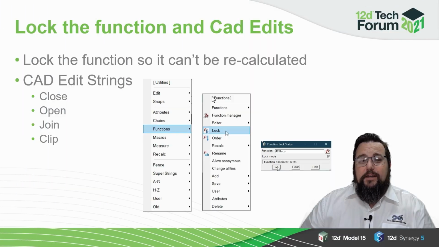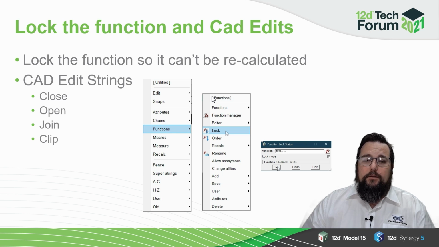Another way to make changes to your survey data is to do CAD edits. However, we recommend that you first do all of your edits to your survey data using the previous editing options. After you've made all the required edits to your raw data, we recommend that you lock your survey reduction and then make use of the CAD edits. The CAD Edits menu has a multitude of options available to you, such as close, open, join and clip, just to name a few. Now over to Ben to show you how to lock your data and how to use the CAD Edits.